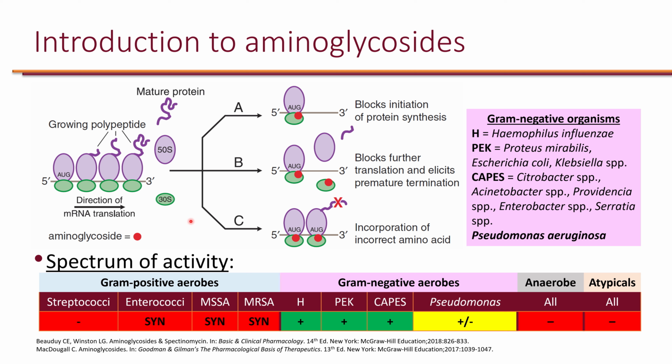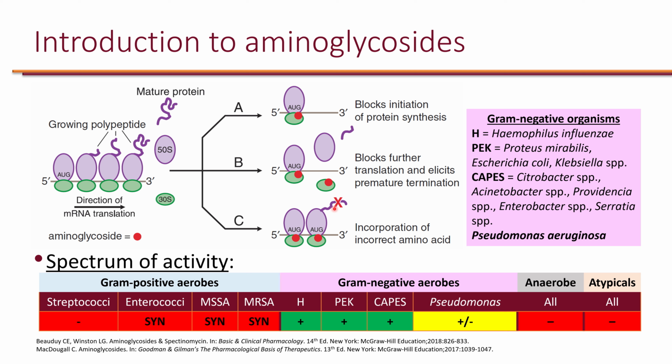Now, when we look in more detail at what happens when aminoglycosides bind to the 30S subunit of the ribosome, you can see that the first thing is that they block initiation of protein synthesis. And if protein synthesis has already initiated, they can block further translation and cause premature termination of translation. They can also cause incorporation of incorrect amino acids into the protein product.